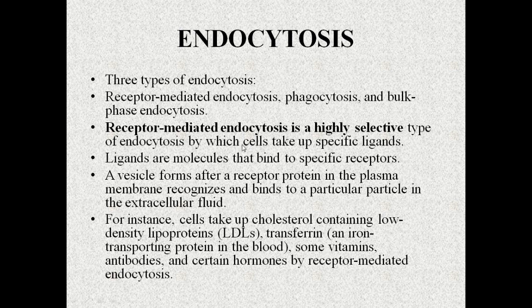Now, what is endocytosis? Endocytosis is another invagination inside. There are three types of endocytosis. One is receptor mediated endocytosis, number two is phagocytosis, and number three is bulk phase endocytosis. So, that is what we are going to see now.